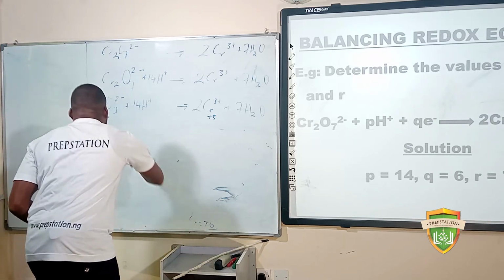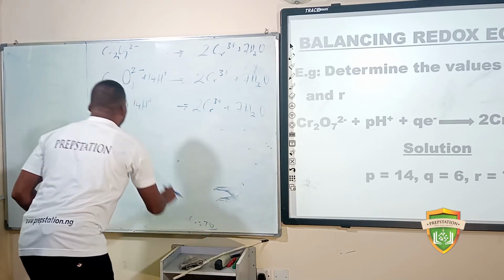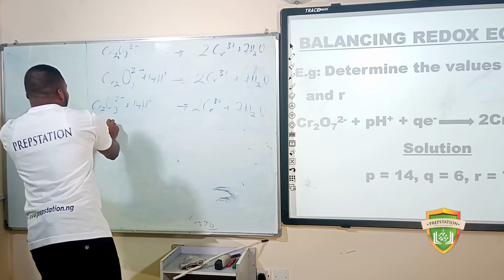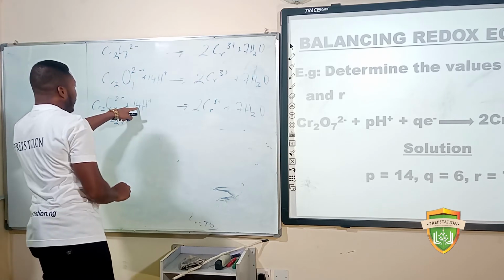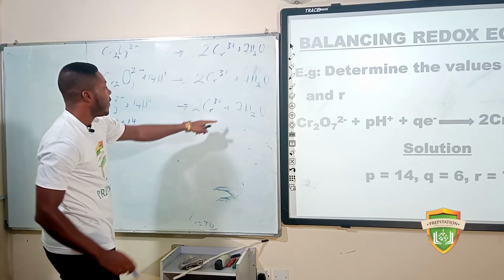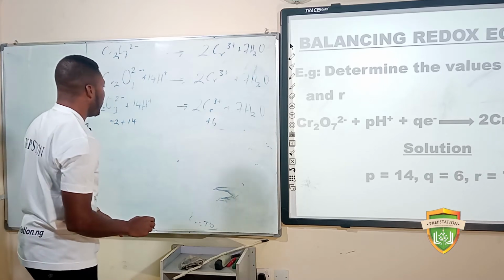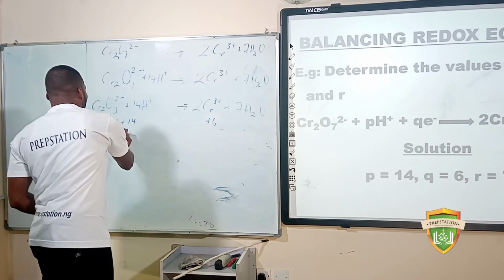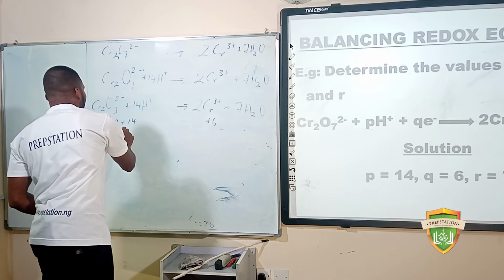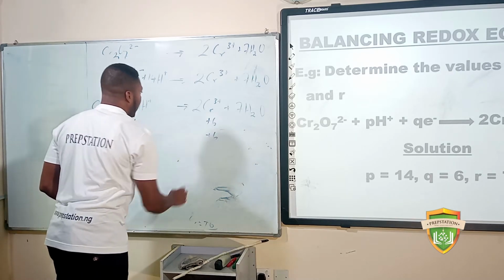What is the total number of charge present here? Minus 2 plus 14 times 1 equals plus 14. But here we have 2 times 3, which is plus 6. Are we together? So minus 2 plus 14 equals plus 12. Here we still have plus 6.